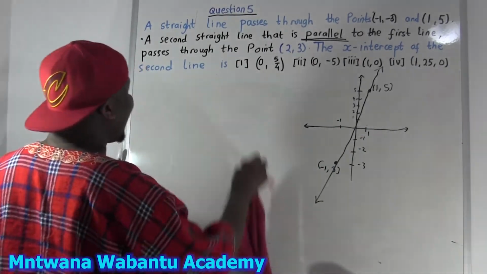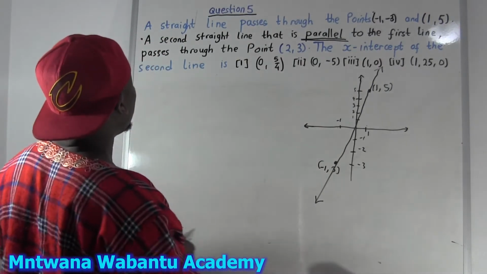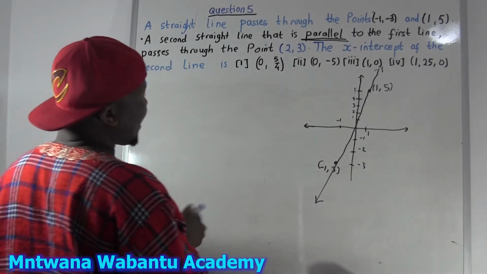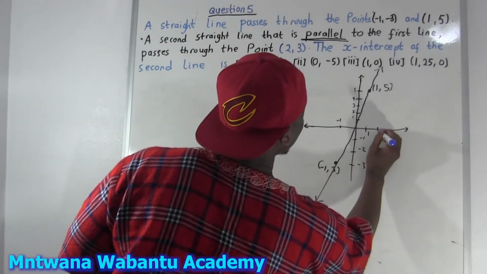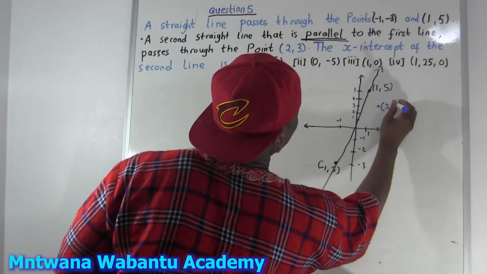That's not part of the question, but you need to know this. Now let's go to our business. Let's talk about another line which passes through 2 and 3. This line is going to pass through the point (2, 3).